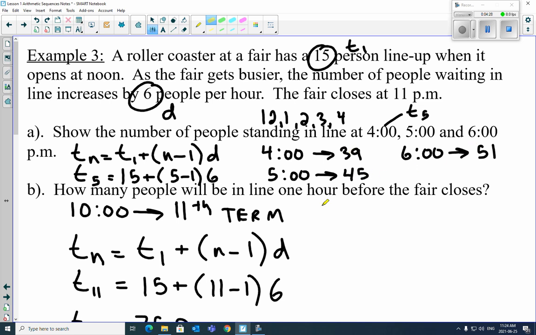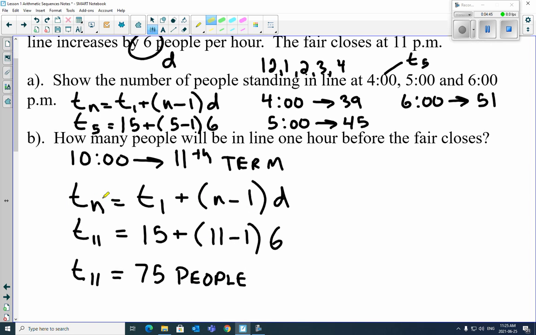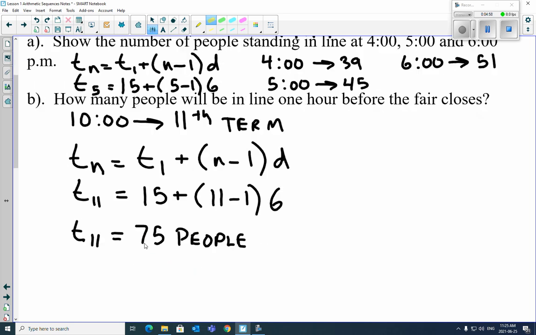Okay. How many people would be in line 1 hour before the fair closes? So the fair closes at 11. 1 hour before would be 10 o'clock, but you've got to be careful. That's not the 10th term. That's the 11th term since we start at noon. So we're specifically looking in this case, hey, there it is, the 11th term. Plug it all in, right? T1 is 15, n is 11, 6 is still the difference, and we find out there's 75 people in line. And they use stuff like this in actual parks because they have to maintain the proper amount of people in the park.